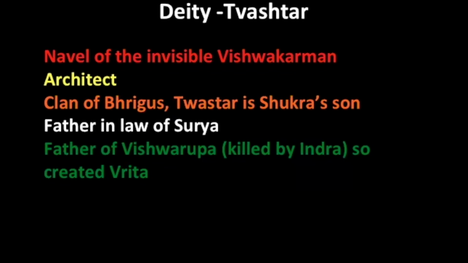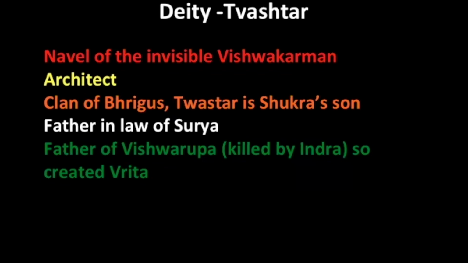That was the story which I read. So basically then Toshtar's granddaughters become Yama and Yami. So that's how the whole family, you can see. And the other point was, the father of Vishwarupa was killed by, as Dr. Pai mentioned the story, and Eve also mentioned, and even Bharat Ramji mentioned about destroying their own creation.